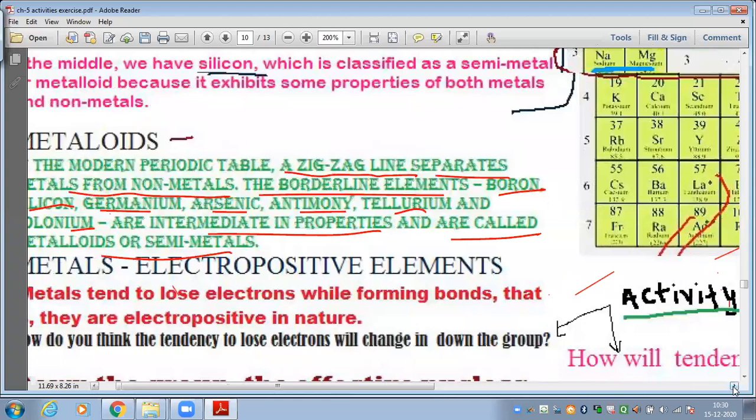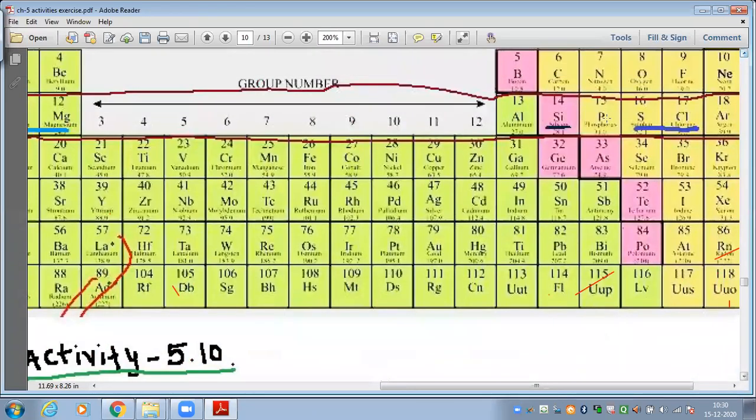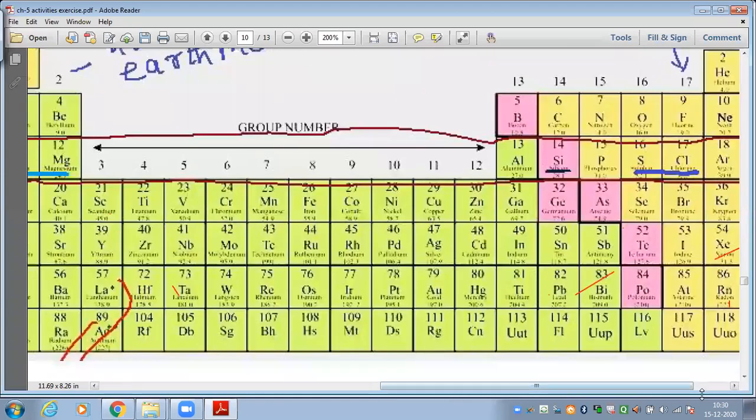Please pay attention to this periodic table. Here you have the periodic table on your screen, my dear students. From this periodic table, you can see that there are some elements. These elements are boron, silicon, germanium, arsenic, tellurium and polonium. They separate these metals from non-metals. These are the non-metals.